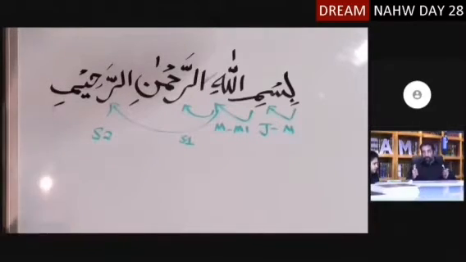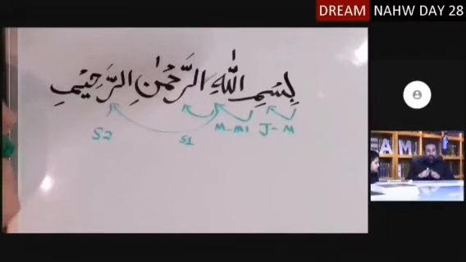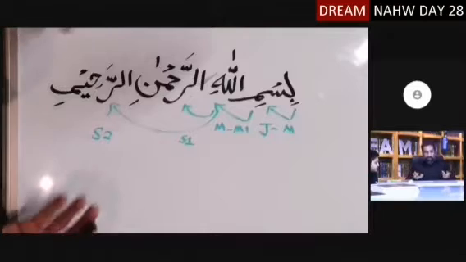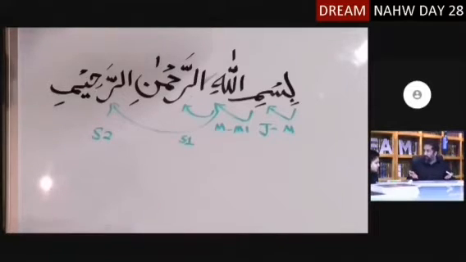The problem is all of this is chained together. And if you go by what we learned about Jumla Ismiya, we said you've got to find the first Rafa. There's nothing Rafa. And then if you go by Jumla Fi'liya, you should have a Fi'l, and there's no Fi'l. It's just Bismillah ar-Rahman ar-Rahim.